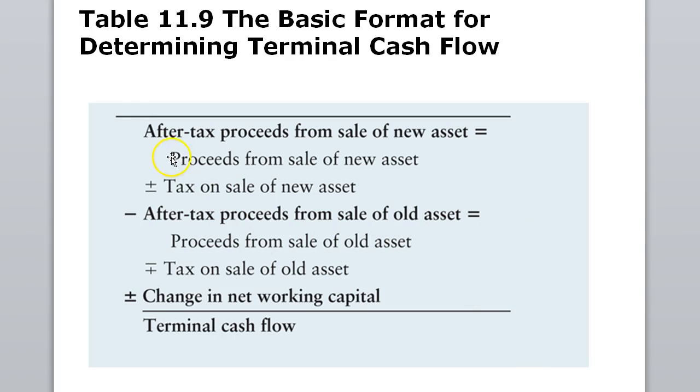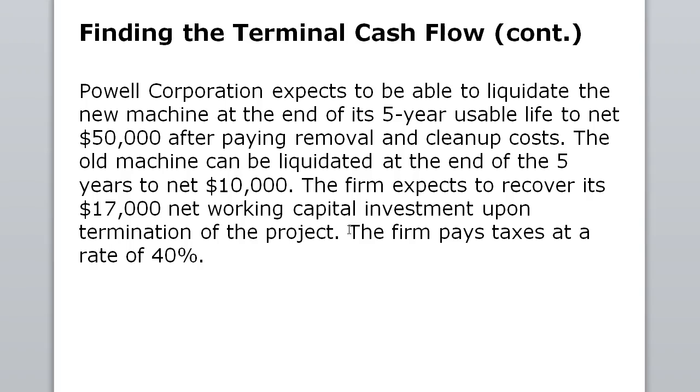So what we're going to see here is the after-tax proceeds from the sale of the new asset. So we're going to sell the new asset, and we're going to either get plus or minus on the tax, and then we have the after-tax proceeds from the sale of the old asset, and plus or minus a change in the working capital, and that's our terminal cash flow. All right. So here's an example.